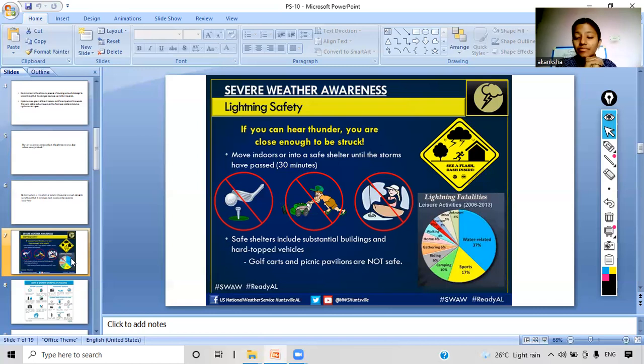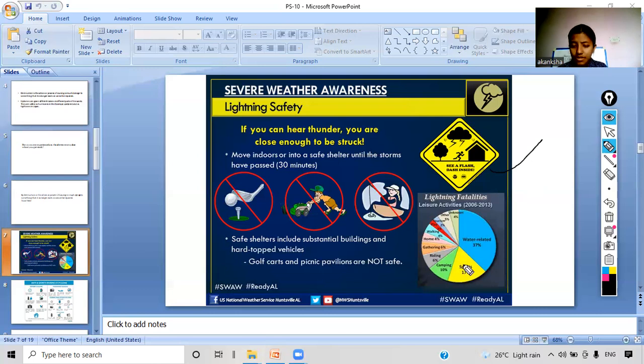Yes. And what does the sign say here? Yes, what is the sign saying? Okay, so: see a flash, dash inside. It means whenever there is lightning in your area, you should head inside your homes. You should not stay outside because it is dangerous.